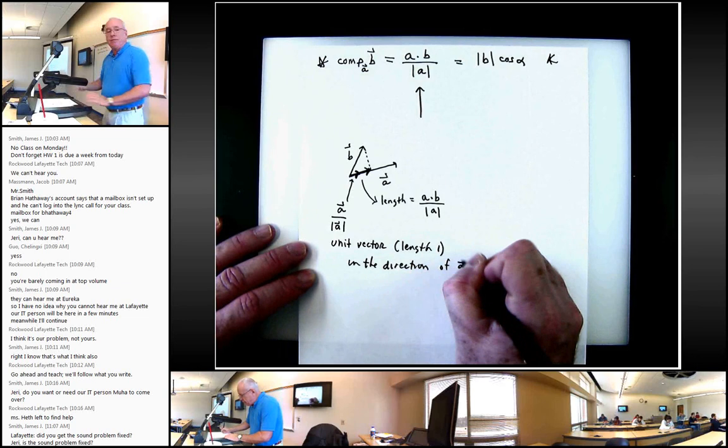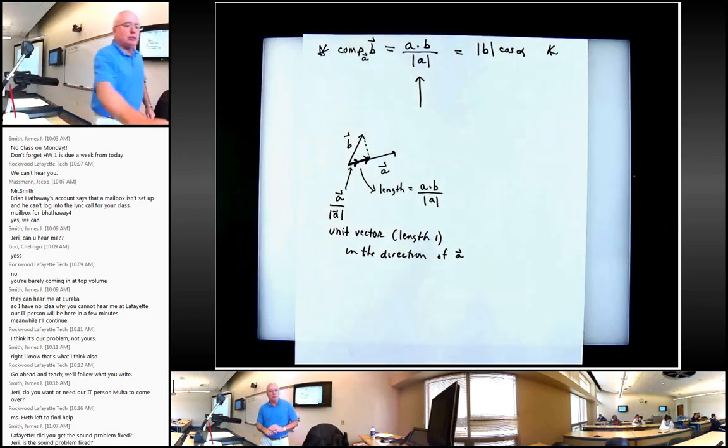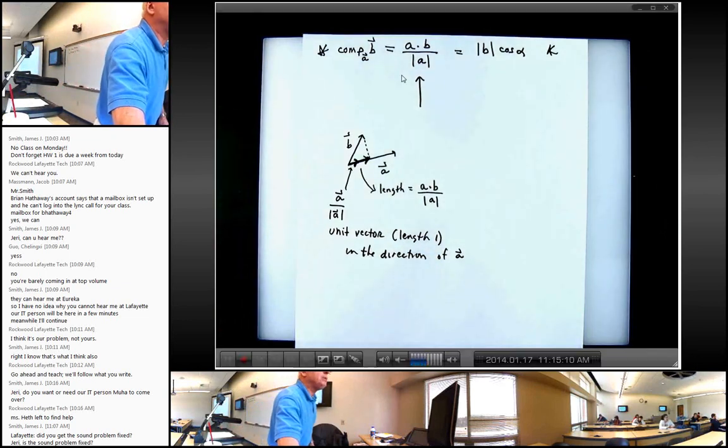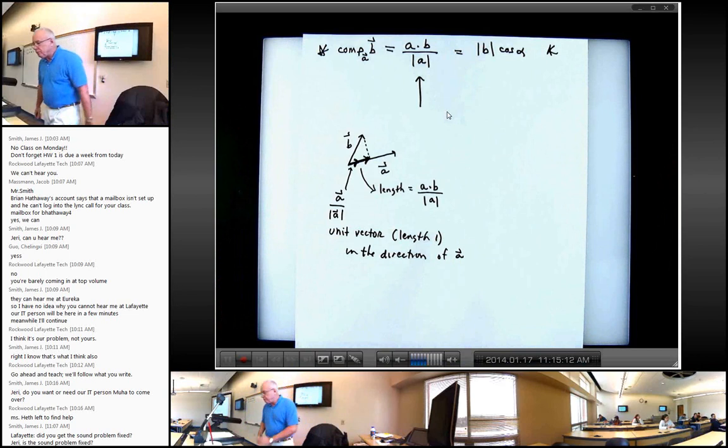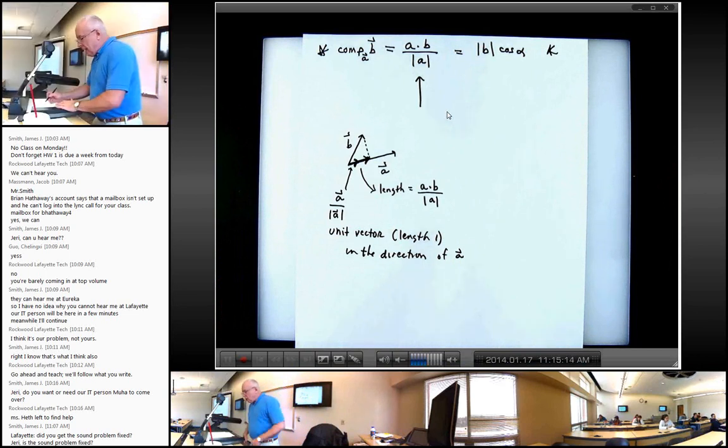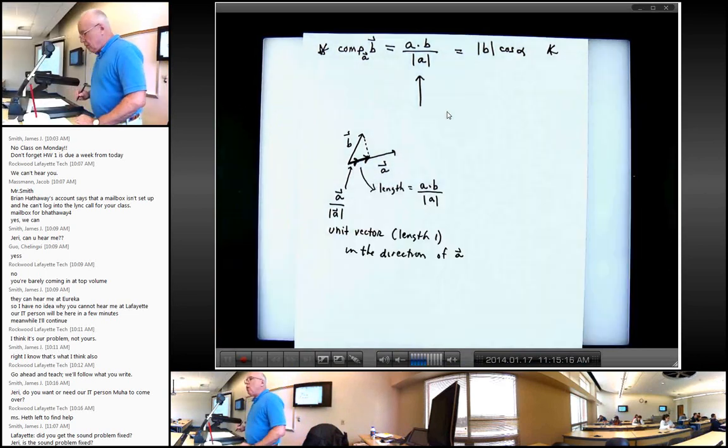It just has a different magnitude now. So that has length 1.